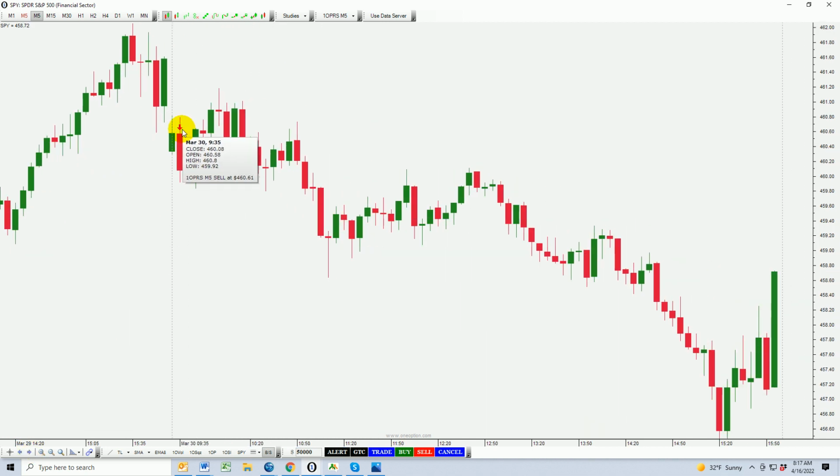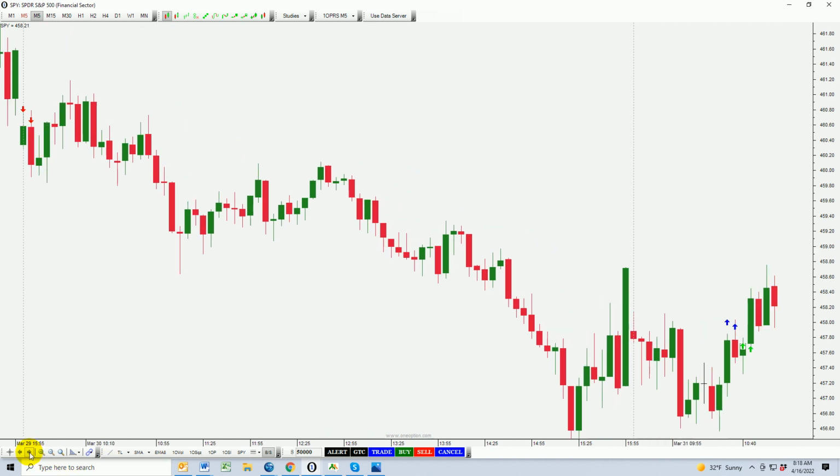Short here. I got to look at this one because look at this. So short here, out here. That is a monstrous winner. That's got to be at least a 30-point winner.